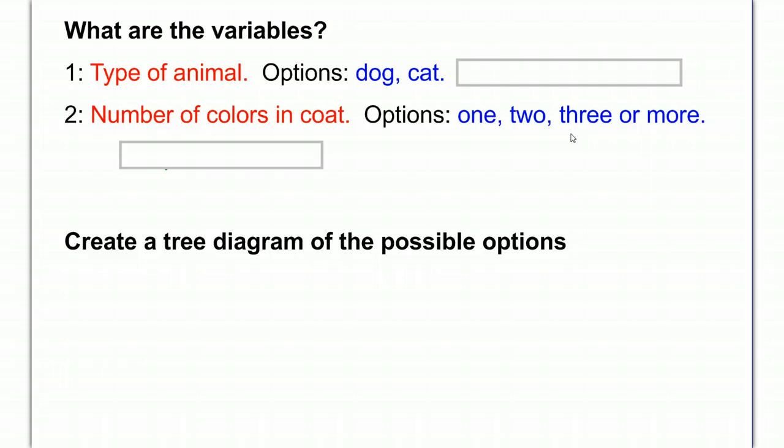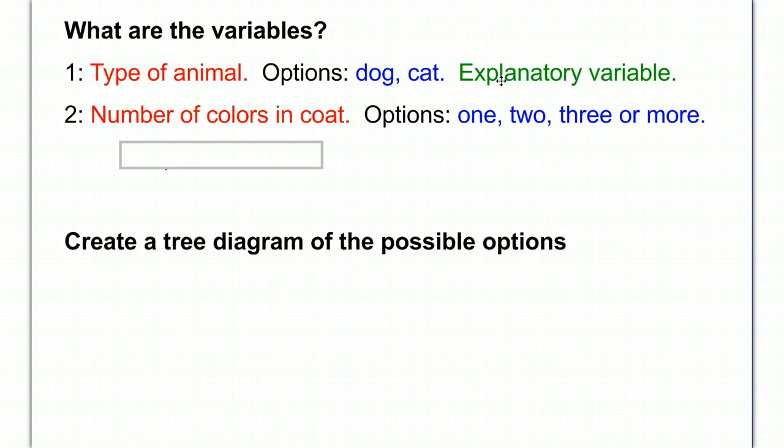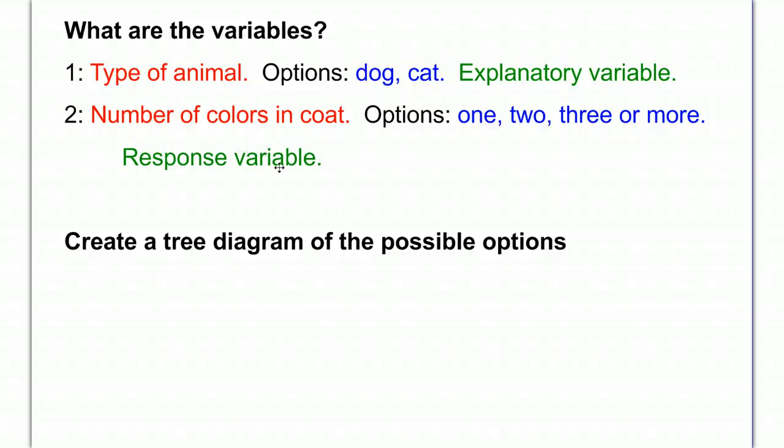Again, there's lots of situations where you have a small number of choices, and even though they are numbers, because you have such a small number of choices, it would be considered a categorical variable, or treated as such. Now, the type of animal is a little bit more of an explanatory variable. As far as if I were setting up a study, I would probably break it down that way, with the number of colors in the coat being the response. But depending on how you phrase your question and how you set up a study, there are multiple correct answers to that.